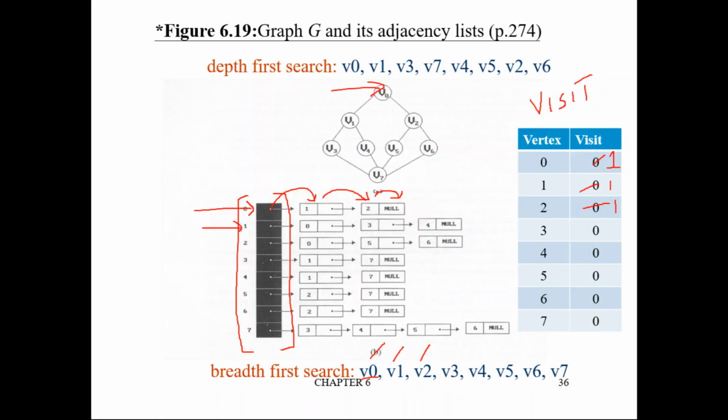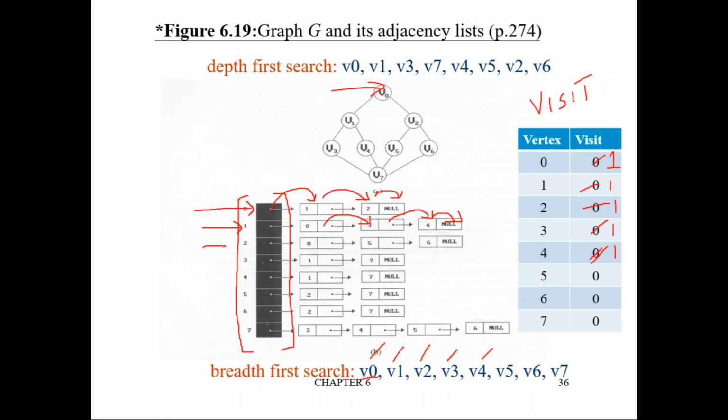Now come here, see 0 is visited or not. Yes, visited. So just pass on to the next link. 3 is visited or not? No. So visit and display it. 4 is visited or not? No. So visit it and display it. After 4 it is null.